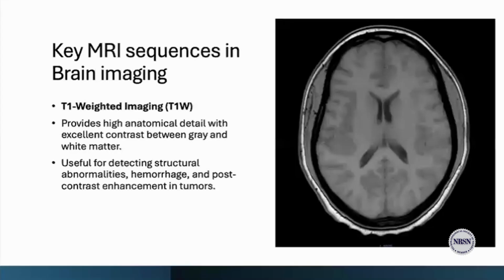So let's first look at the key MRI sequences we use in brain imaging, and we'll start with a T1 sequence. A T1 sequence is great for visualizing the brain structure because it gives us excellent contrast between the gray and the white matter. It's especially helpful when we are looking for things like structural abnormalities, signs of hemorrhage, or even contrast enhancement in tumors. Basically, a T1 weighted image gives us a clear, detailed map of the brain's anatomy, which is essential for spotting anything unusual.